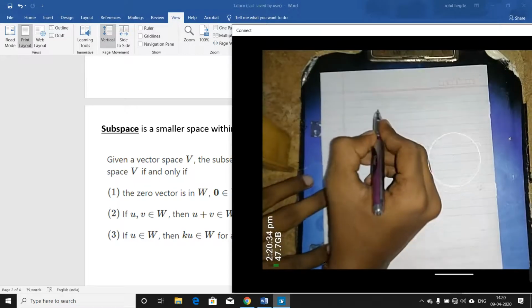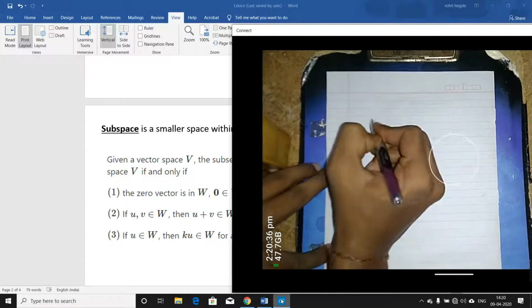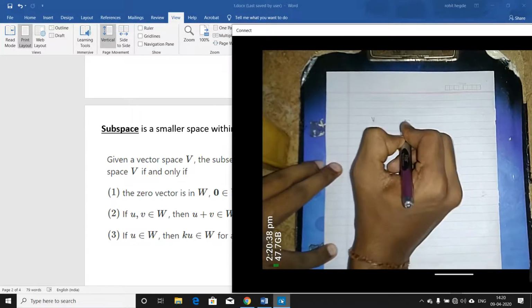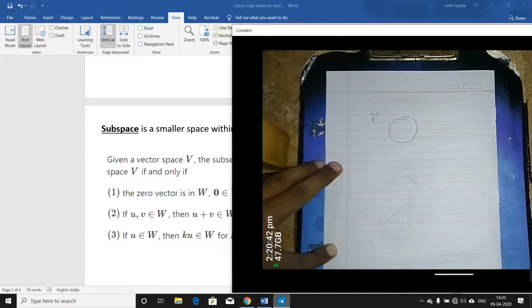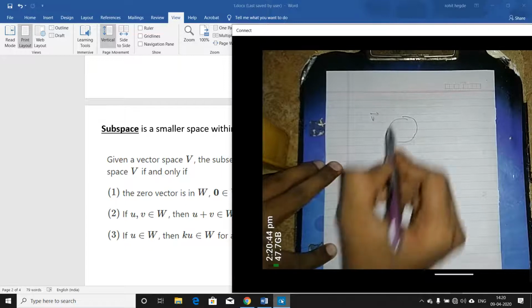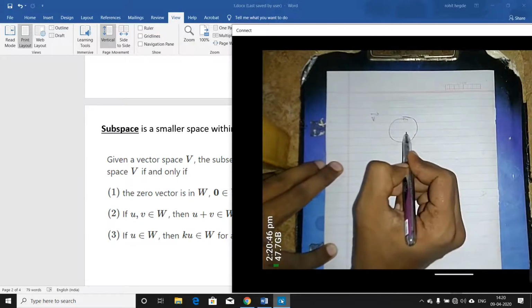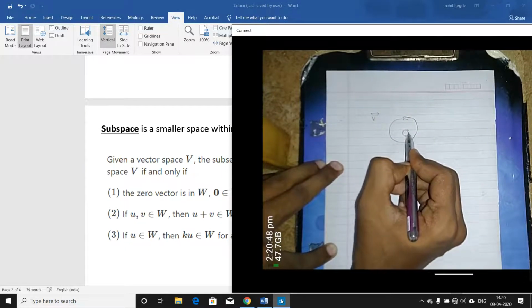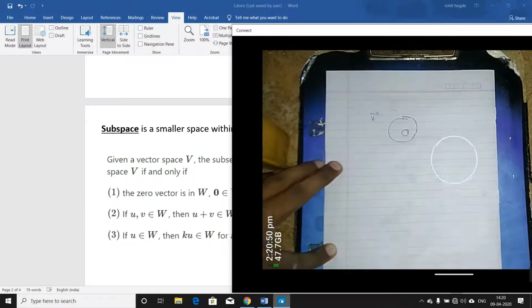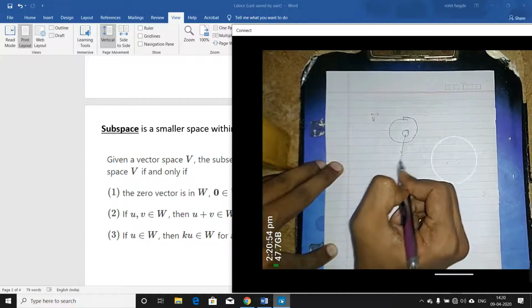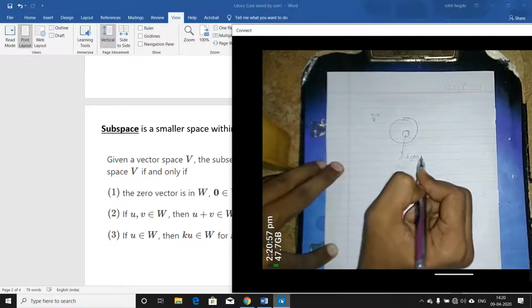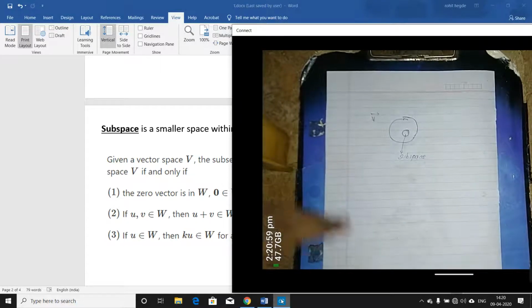If I have a vector space V, I will represent it like this. This is my vector space. Then the subspace always comes inside this vector space. That means it is a subset of the vector space. This we can call a subspace. A subspace is a subset of a vector space.